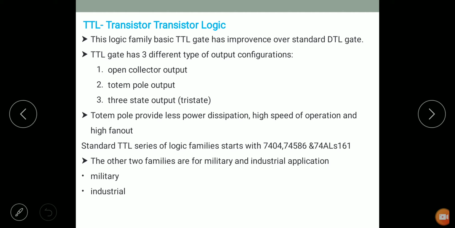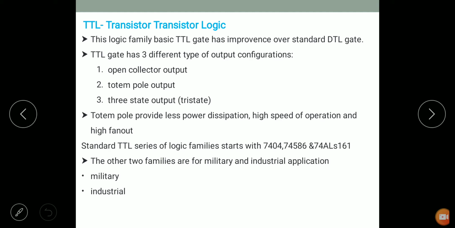And very large scale integration, that is VLSI, uses more than 1000 components. Okay, so the classification is based on the complexity and number of components used in the IC. So now the TTL, transistor-transistor logic.